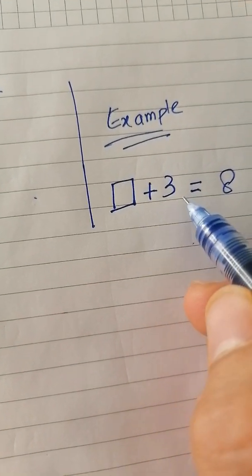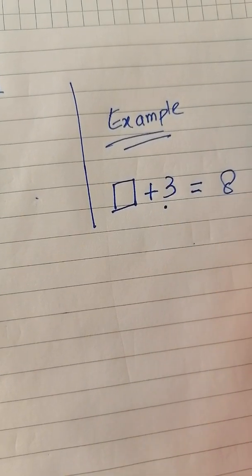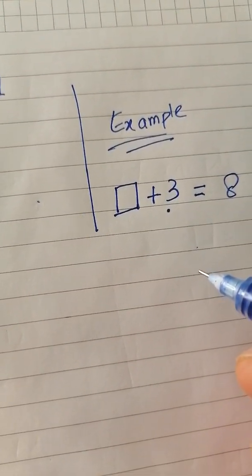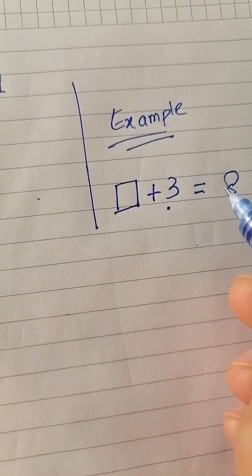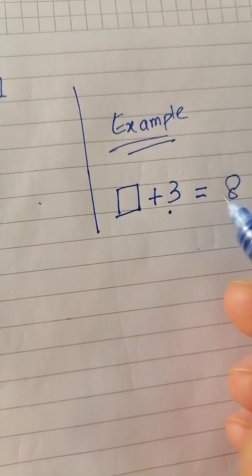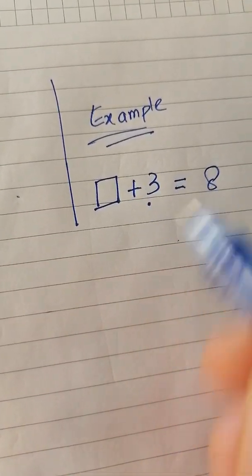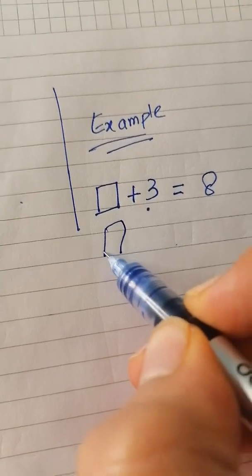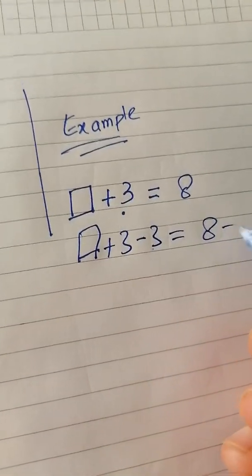Look, this is plus 3. So, this is called the inverse method. This 3 will go to the other side of the equal. Right? Or if we say subtract 3 from both sides, meaning the left side of the equal and the right side. So for example, I will subtract 3 from both sides. So the square is here, plus 3 minus 3 equals 8 minus 3.